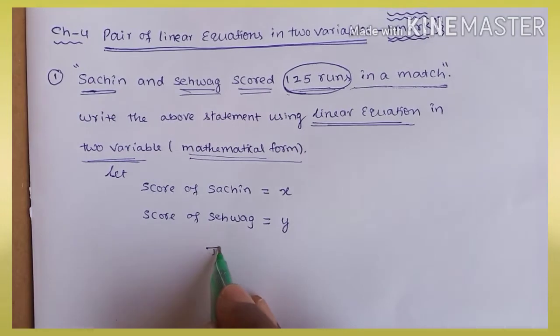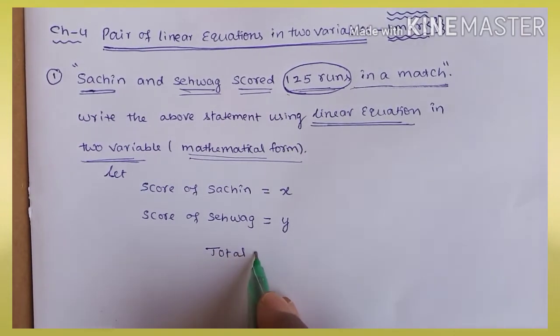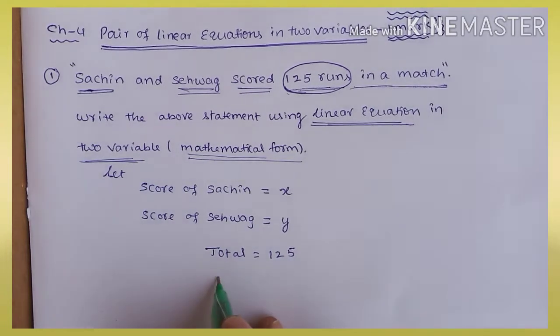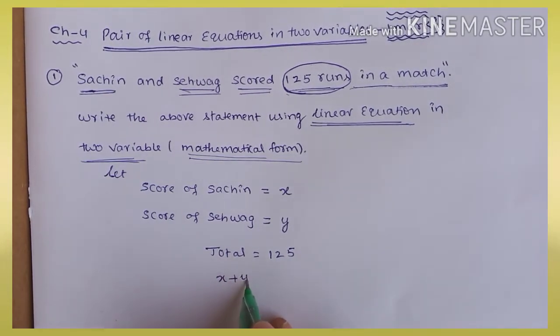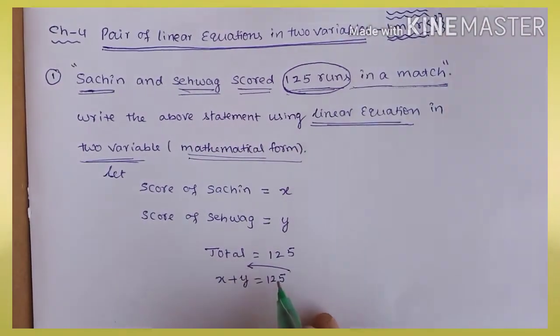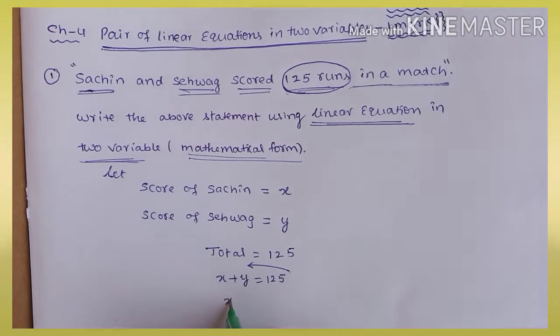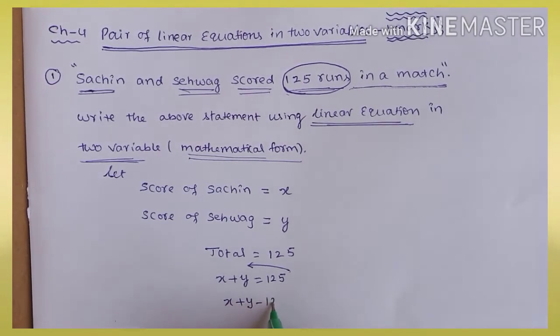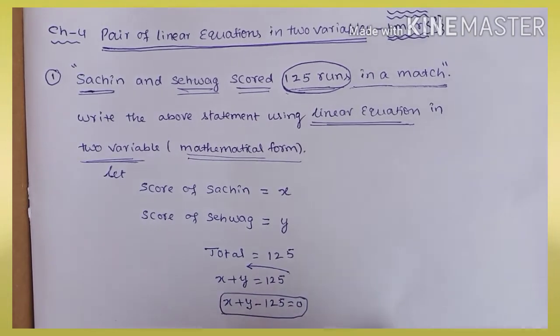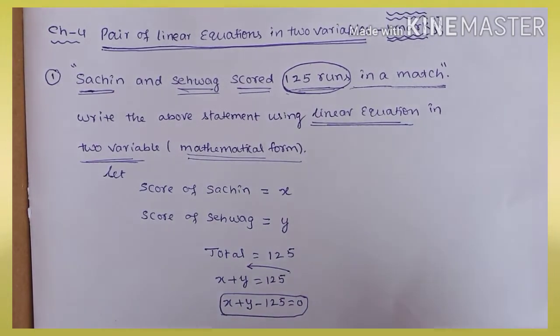So according to the problem, total score is equal to 125. So Sachin's score plus Sehwag's score is equal to 125. We can write plus 125 on the opposite side, then x plus y minus 125 is equal to 0. Okay, next problem.